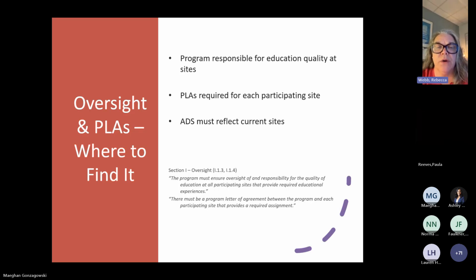So in section 1 under oversight, the program must ensure oversight of and responsibility for the quality of education at all participating sites that provide required educational experiences. There must be a program letter of agreement between the program and each participating site that provides a required assignment. So that's where I got this information, just in case you guys were wondering. Next slide.